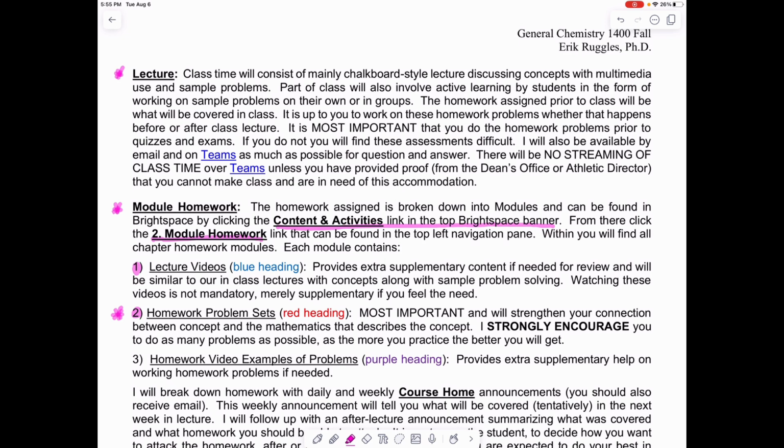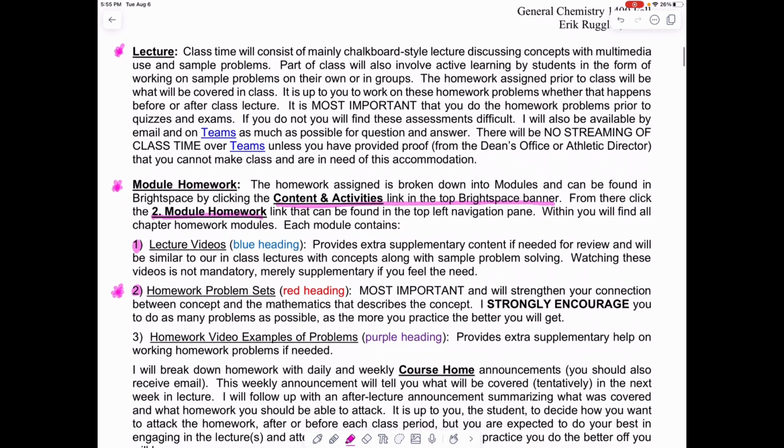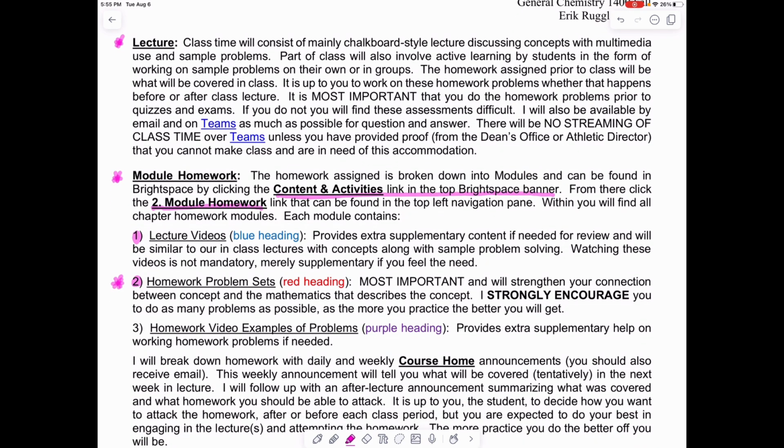And you can find those with the red headings. And then I also have extra videos that show me solving problems, and these have a purple heading, so that you can have supplementary help while you're working on problems as well. Both the lecture videos and the homework videos, 1 and 3, are purely supplemental. So it's up to you whether you want to utilize them or not.